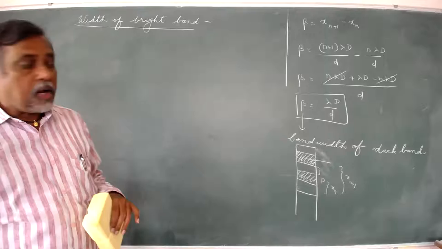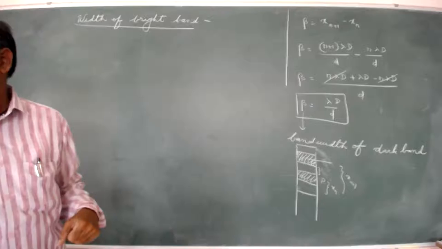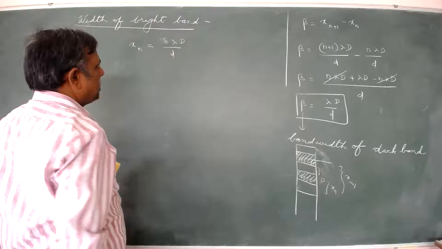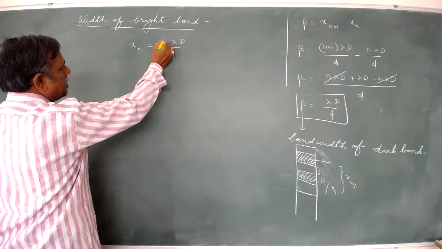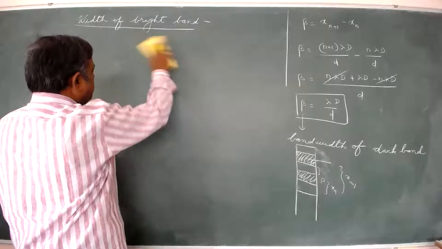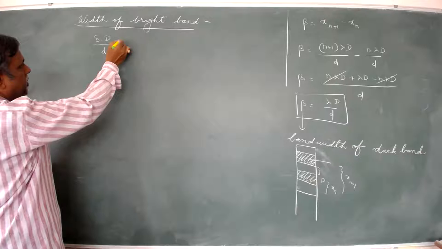Now, if you want to obtain the width of a bright band, you need to take two consecutive dark bands. The first dark band can be represented as Xn equal to delta times capital D by small d. What is the path difference again? N lambda. So again this is lambda D by d. What is the equation here we got? Delta capital D by small d should be equal to x.